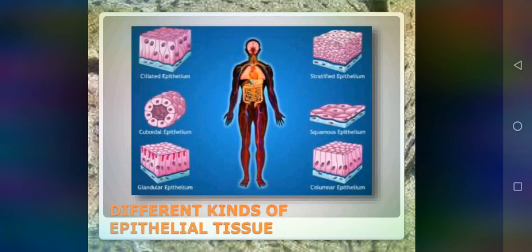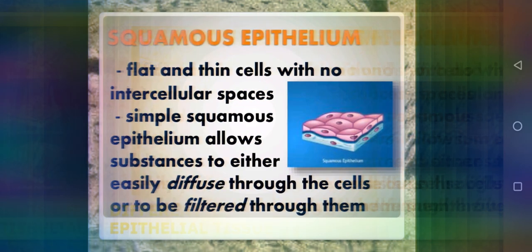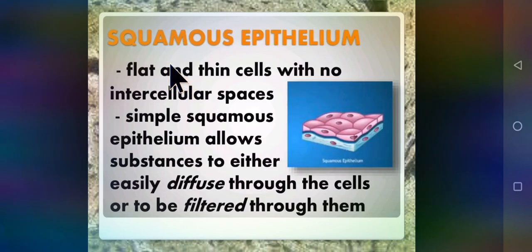Now epithelium is again divided into several kinds, that is squamous, cuboidal, columnar, ciliated and glandular. Now let's try to study about them. The first is squamous epithelium. It is simply flat and thin cells with no intercellular spaces. Simple squamous epithelium allows substances to either easily diffuse through the cells or to be filtered through them.